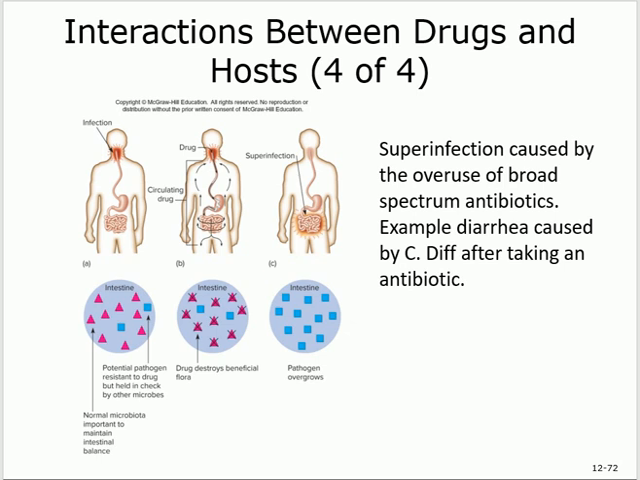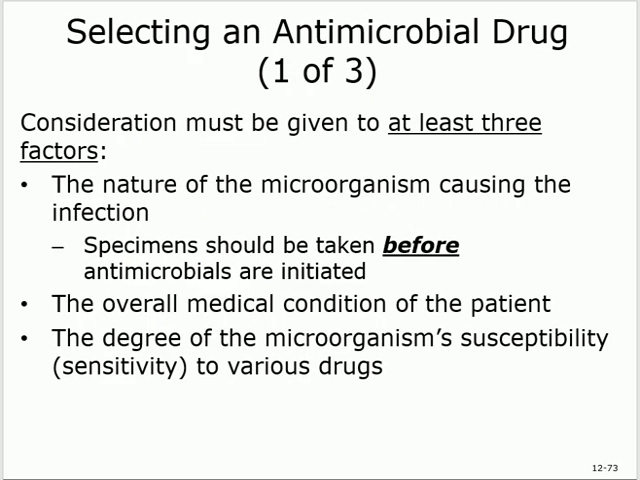Again, this is the super infection. How does it happen? You're giving a broad spectrum, killing the normal flora, no more competition for Clostridium difficile, for example, that will cause diarrhea. So diarrhea is a super infection.